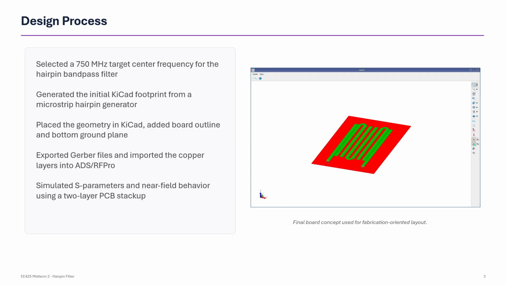First, to go over the general design process, I selected 750 megahertz as the target center frequency for the hairpin bandpass filter, and I inputted that value into a microstrip hairpin generator, and then used that geometry in KiCad, added a board outline in the bottom ground plane, and then exported those Gerber files and imported the copper layers into ADS to do the RF Pro simulation, and used that to view the S parameters and near field behavior using a two-layer PCB stack-up that would be compatible with the OSHPark board fabrication process.